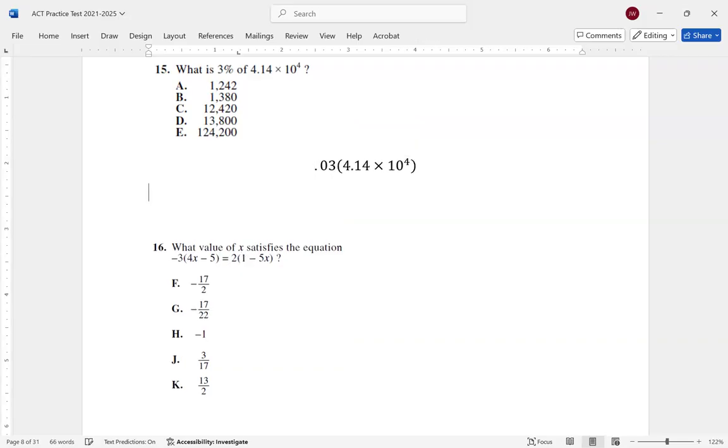I'd probably plug that into my calculator. Obviously, it'd be real tough not doing that. And when you do that, you get 1,242. So 1,242, or option A, is the answer to question 15.